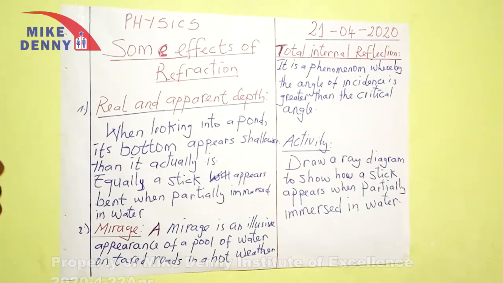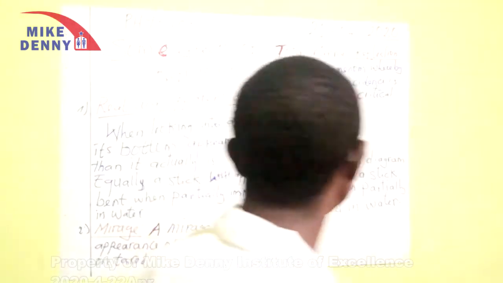of different optical density. And therefore, when light moves from one medium to another, the wavelength of the light wave reduces, the speed reduces, but the frequency remains the same. We equally define reflection as a bouncing back of light when you come across an obstacle.